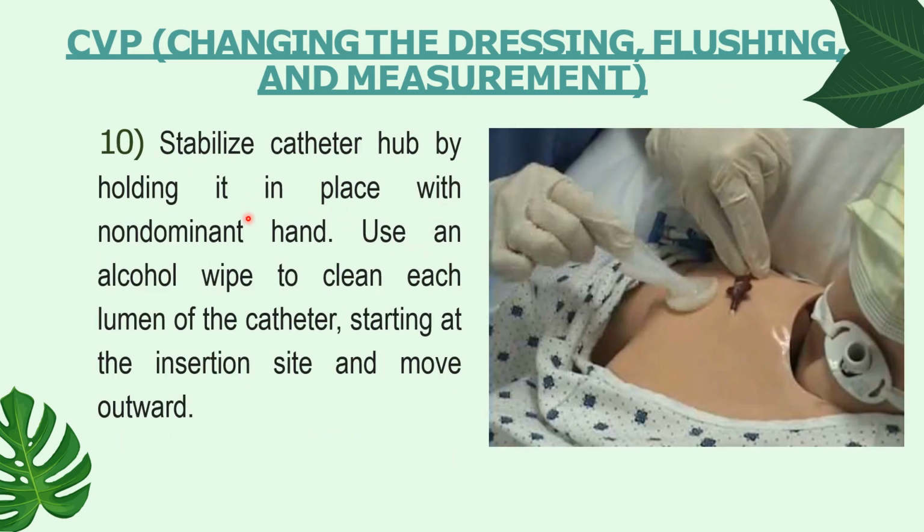Stabilize catheter hub by holding it in place with your non-dominant hand. Okay, this is your non-dominant hand. Use an alcohol wipe. Okay, you can improvise your sponge or a special sponge or alcohol wipe to clean each lumen of the catheter. So our catheter has lumens. Starting at the insertion site and move outward. Okay?